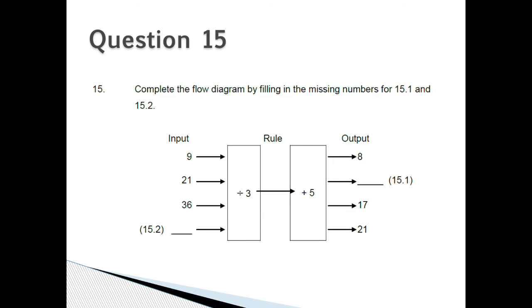Complete the flow diagram by filling in the missing numbers for 15.1 and 15.2. You have an input, a rule, and an output. Input is 9 divided by 3 plus 5 is equal to 8. 21 divided by 3 plus 5 is equal to 15.1. What's the answer? 36 divided by 3 plus 5 is equal to 17. And then 15.2. What divided by 3 plus 5 is going to give you 21.